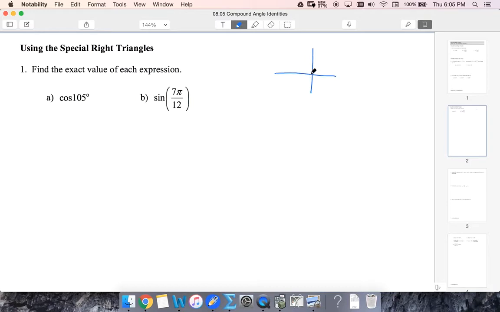105, there's 90, and then from 90 we're going to go another 15. So that's up here. But really, if I think about that, so that's 105, which means that inside that triangle, the reference angle is 75. Okay, so now let's think about a 75-degree angle over in quadrant 2.